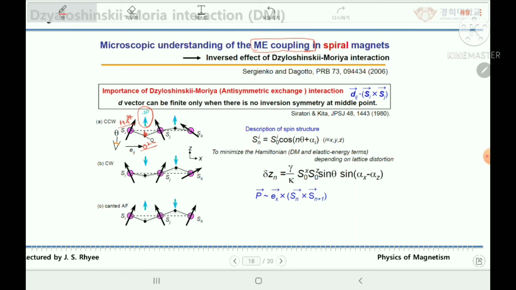And therefore, the DM interaction generates electric polarization. Also, by increasing the magnetic exchange energy, the electric polarization also enhances. Therefore, we call it magnetoelectric coupling. With magnetoelectric coupling, the coexistence of ferromagnetism and ferroelectric phenomena can occur, and it is a very interesting phenomenon. We define this phenomenon as multiferroic materials.